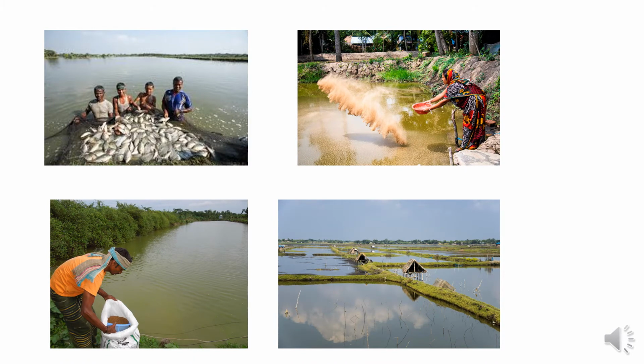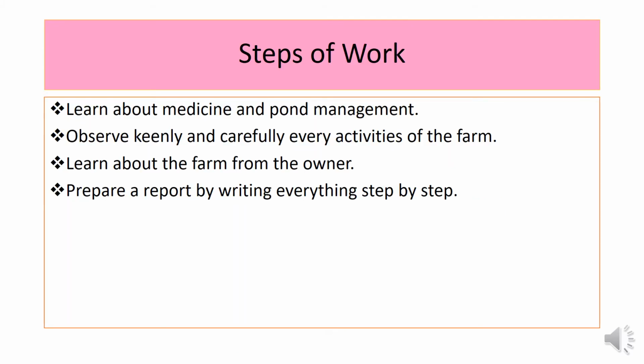Here, you can see some images of a fish farm. The first one is harvesting time of fish, the second and third are the feeding procedure, and the fourth one is a normal view of a fish farm. In your practical notebook, you can draw a fish farm with pencil, or if you want, instead of drawing, you can paste a printed image. From the next page, you should continue with the rest of the steps of work.